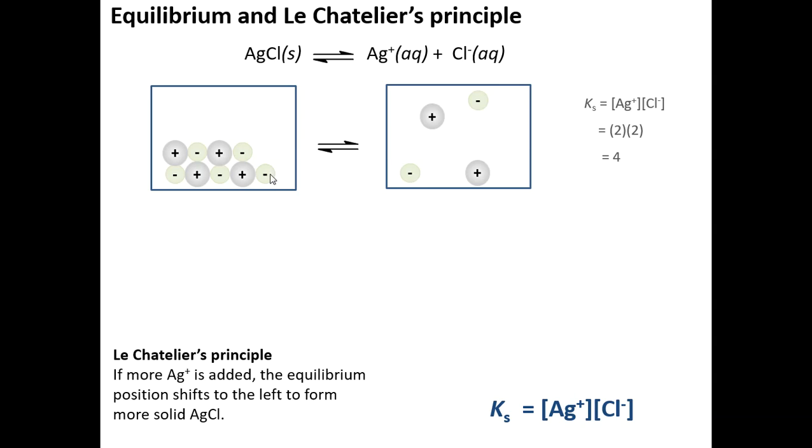Here I'm going to try and show what happens when you add a common ion to a system that has an equilibrium. What I'm trying to show here is I've got some sparingly soluble silver chloride, which is in equilibrium with its silver ions and chloride ions that are in solution.